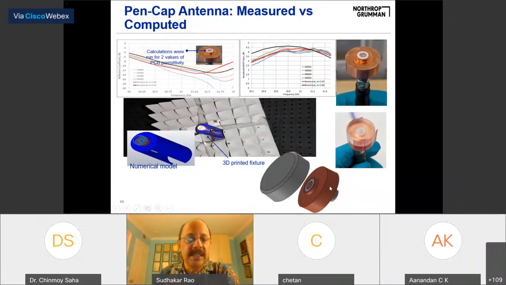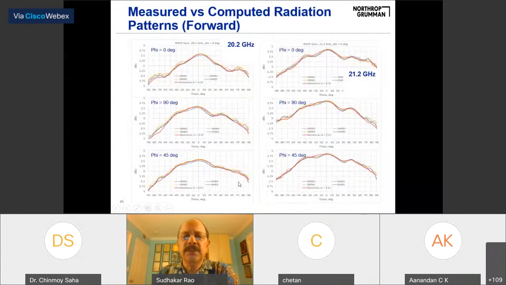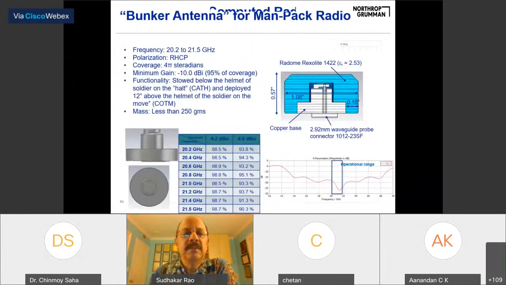It's a very simple design, but some of the components are 3D printed, so we can do that 3D printing as well. Very good agreement between measured and computed at different frequencies.